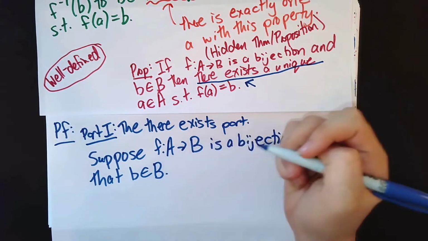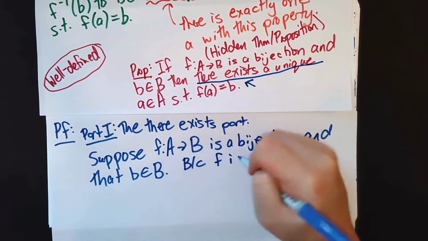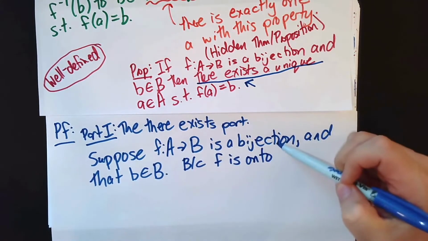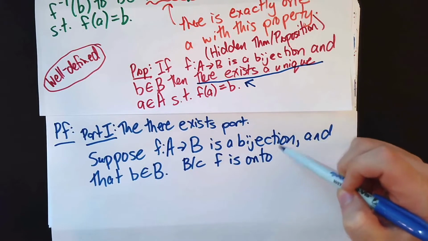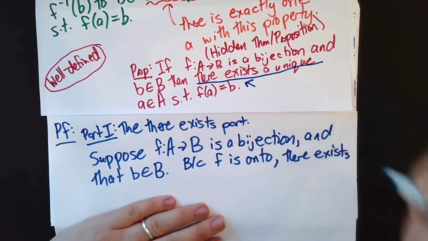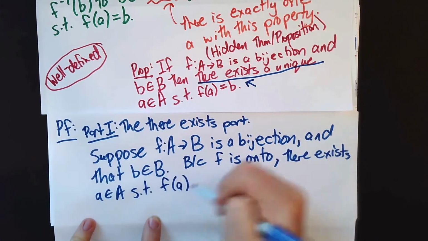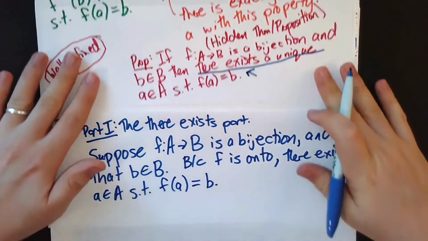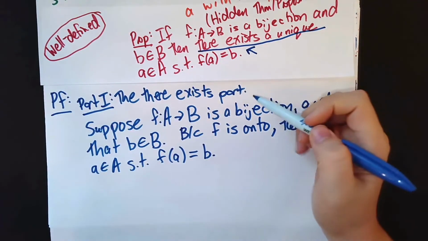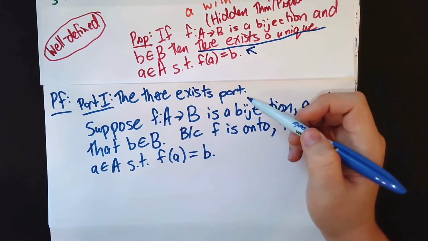And the very short sentence is because f is onto. Why is f onto? F is onto because it's a bijection, and a bijection is both one-to-one and onto. And what does f is onto mean? It means for every element of the codomain, there's an element of the domain that maps to it. So that handles the existence part of the proof. Namely, the existence part of the proof is literally the definition of onto.